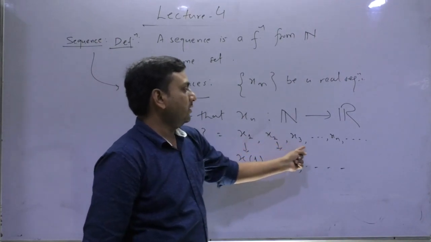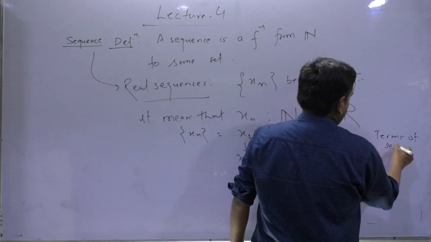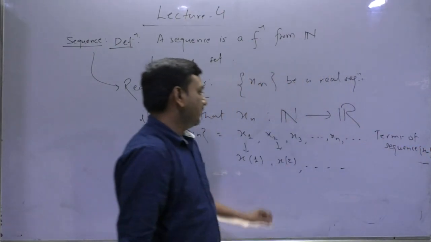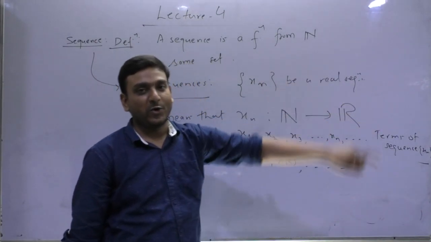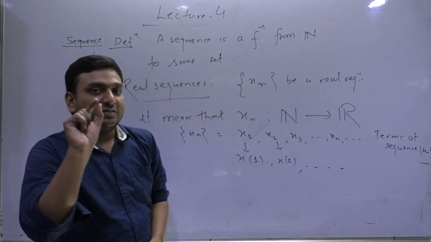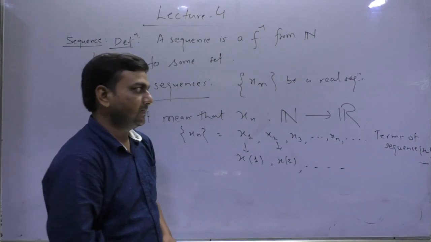These are called terms of sequence xn. Means first term, second term, third term and so on. First, second, understood? So in a sequence, the term matters. Note it down please.